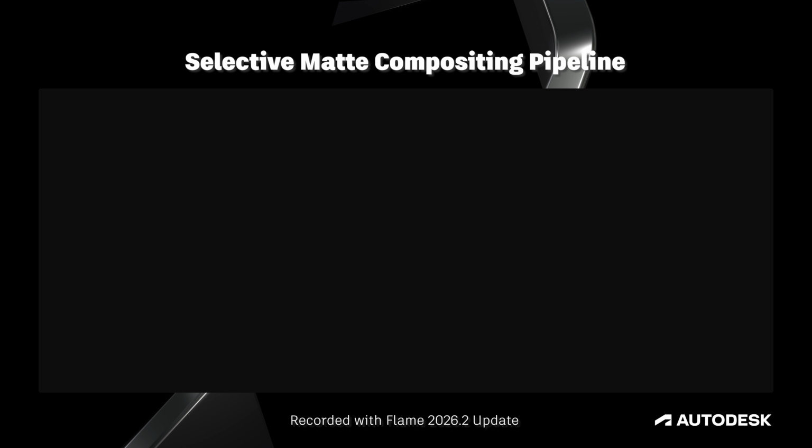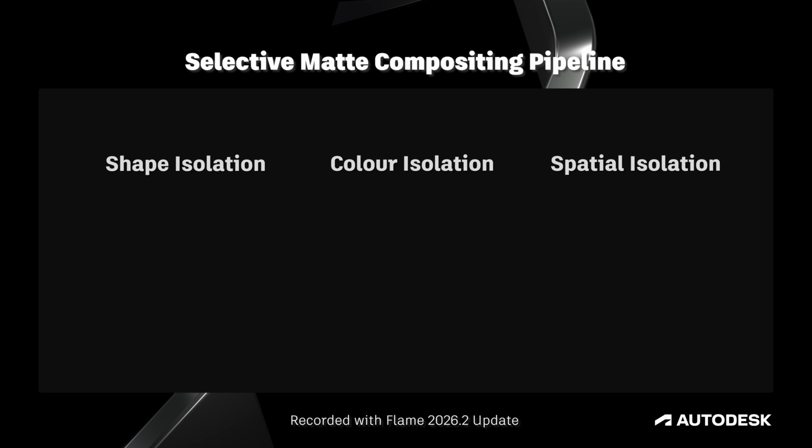At the very core of the selective workflow is the ability to select or isolate objects. That isolation can be broken into three categories: shape, color, and spatial. When we use these isolations together, they're combined in a specific order, and understanding how that order works will help make sense of the matte pipeline.